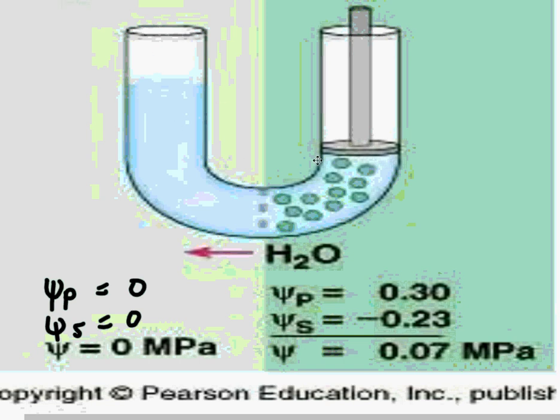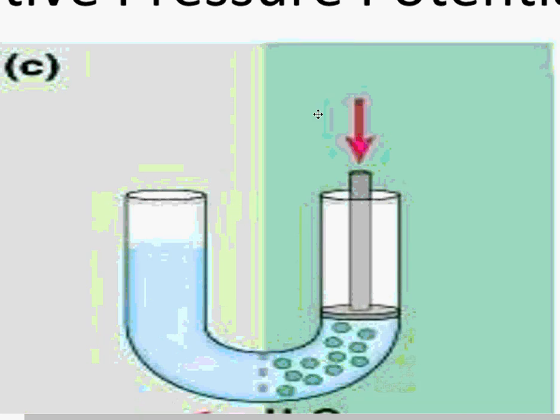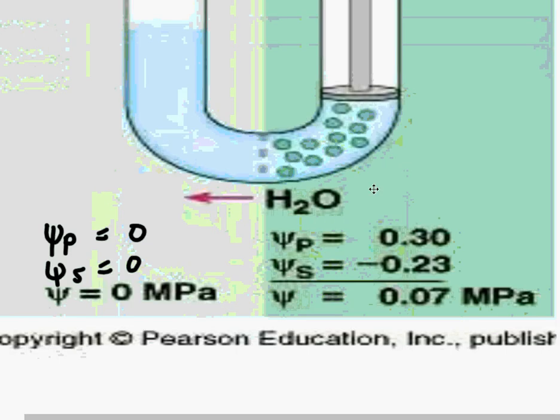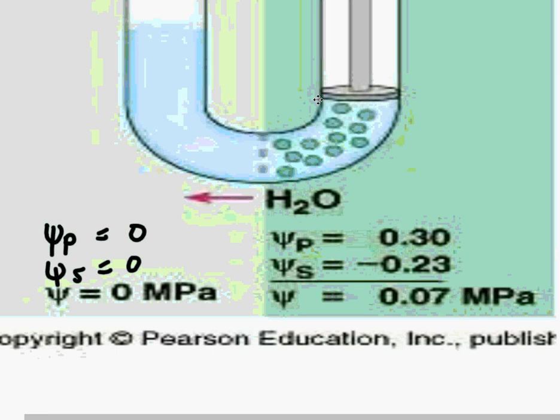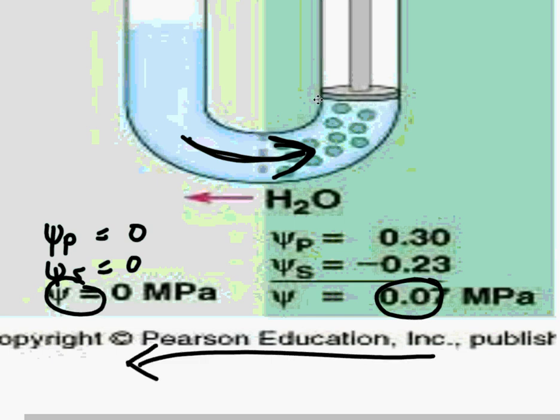On the right hand side, there's a positive pressure pushing down on this system of 0.3. It's an arbitrary number. The pressure potential will always be given to you. And the solute potential will always be negative, because what is it trying to do? It's actually always pulling the water towards it. It's never pushing the water away. And in this case, the solute potential is negative 0.23 with a total water potential of 0.07. Water moves from high to low, so it's going to be moving to the left, excuse me, in this situation.